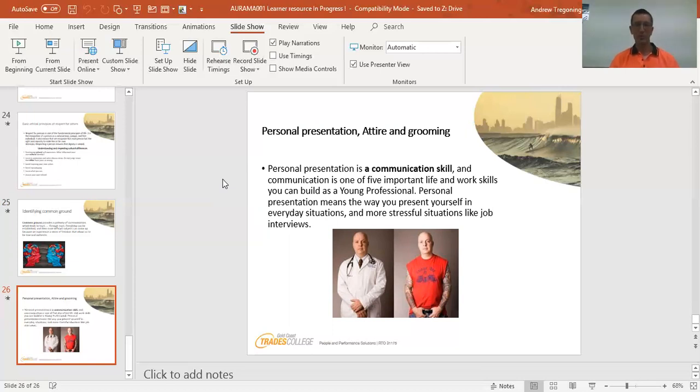So the point of these two images is that personal presentation is a communication skill. It does matter. It's one of five important life and work skills you can build as a person. Personal presentation means the way you present yourself in everyday situations and more stressful situations like job interviews.